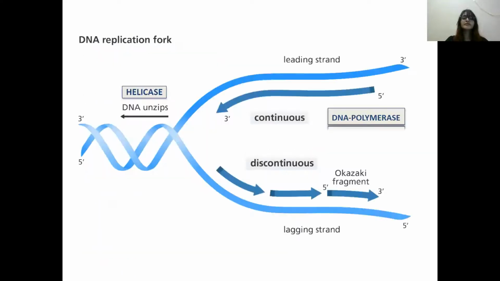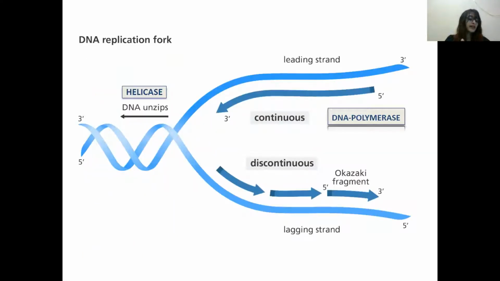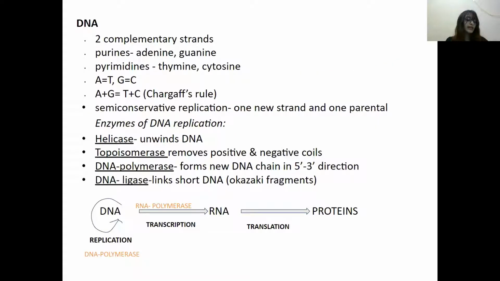So if the two strands are unzipping, the coils at the end will tighten and tighten and tighten. To remove those coils, the topoisomerase gets into action. And then we have DNA polymerase that synthesizes the new DNA chain in 5 prime to 3 prime direction. Next, DNA ligase links the short DNA fragments, that is, Okazaki fragments.